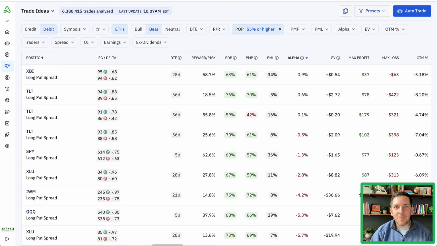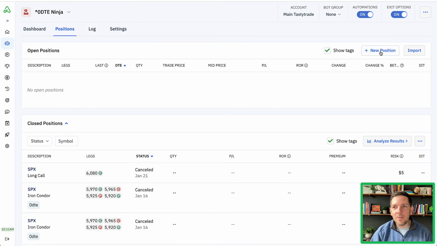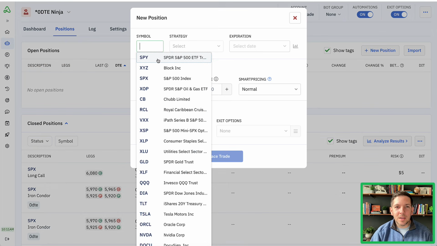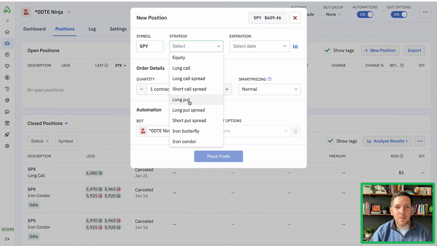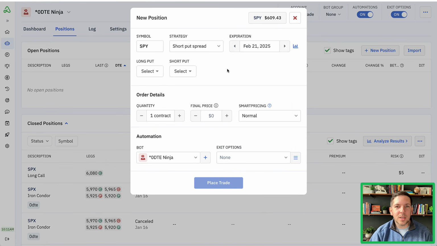So let's jump into Option Alpha. Let's show you how we can get these trades here. So let's go into this one. We'll go into this position here, and we'll open a new position. We'll do SPY again, and this time we'll do a short put spread. We'll just choose those monthly expirations like we did before.